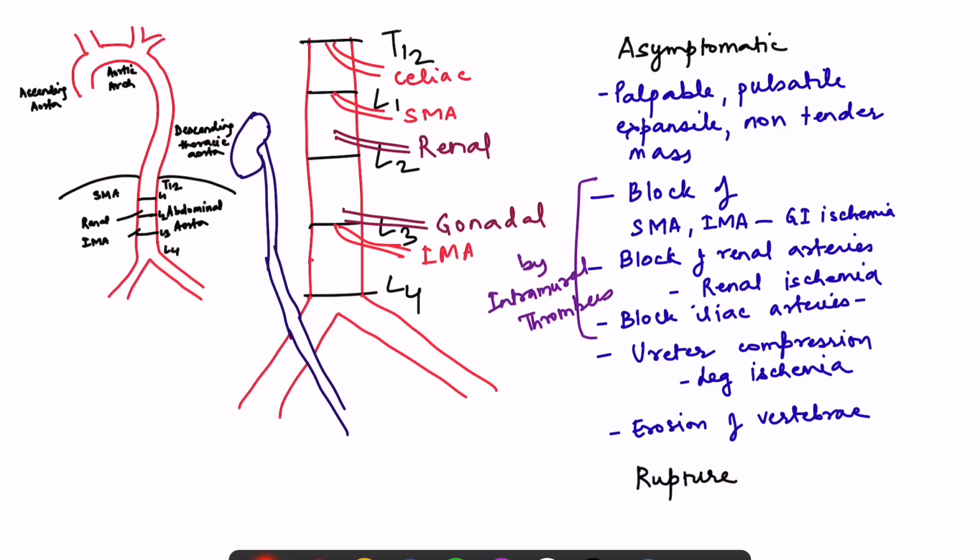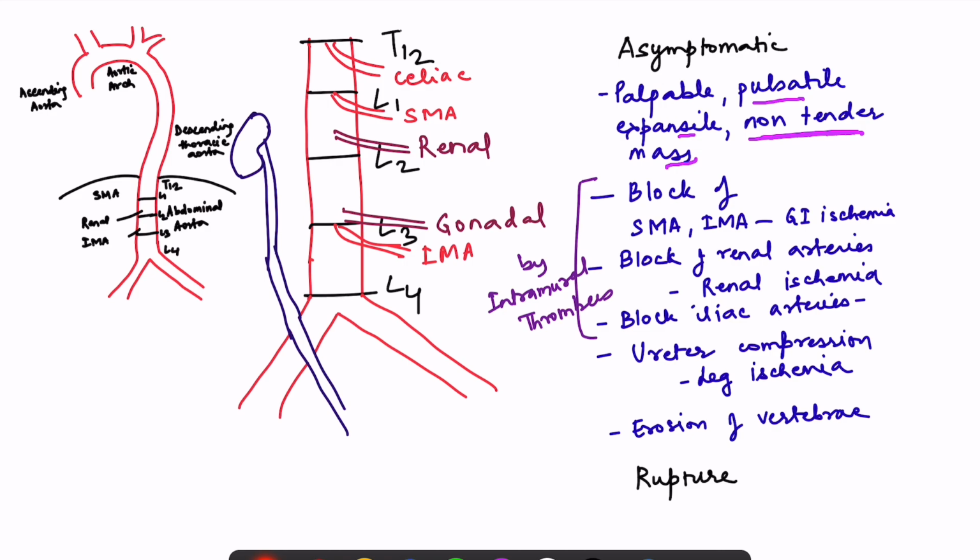Moving on to abdominal aneurysm. Abdominal aneurysm again can be asymptomatic, can rupture, or it can be felt as a palpable, pulsatile, expansile, non-tender mass. So it is an expanding mass which is pulsating because of the blood flow, right? So that mass can be felt. So that is one thing.